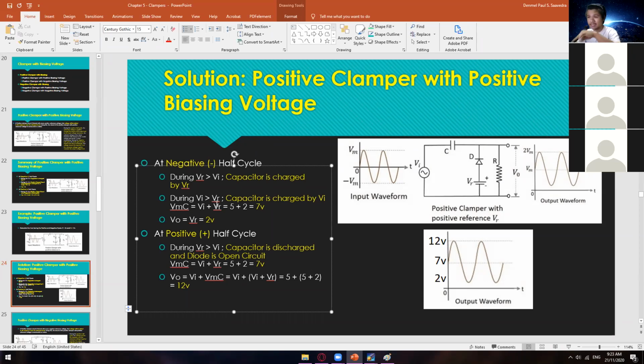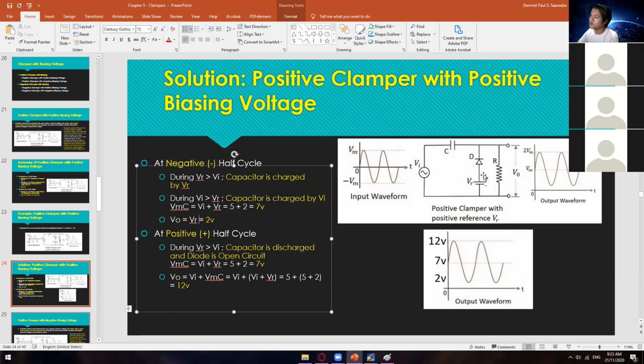So both of those voltages will add, or they now have the same sign of current, positive here, negative here. So same with V sub I, positive here and then negative here. That is why we have positive V sub I and then positive V sub R. Right? So 5 plus 2 is equal to 7 volts. So we now have here a capacitor wherein it is charged by V sub R and then it is charged by V sub I. So we were added. Okay. So 7 volts. And then V sub O is equal to V sub R.